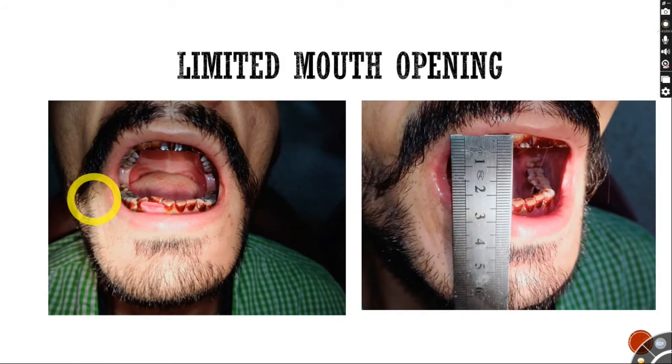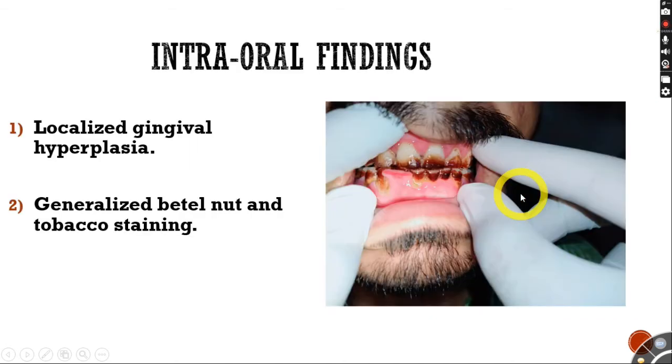Now, moving on, the next extraoral finding was that he had limited mouth opening, as you can see in these clinical pictures. We have measured the limited mouth opening with a stainless steel scale from the upper incisal edge to the lower incisal edge, that was found to be 20 mm.